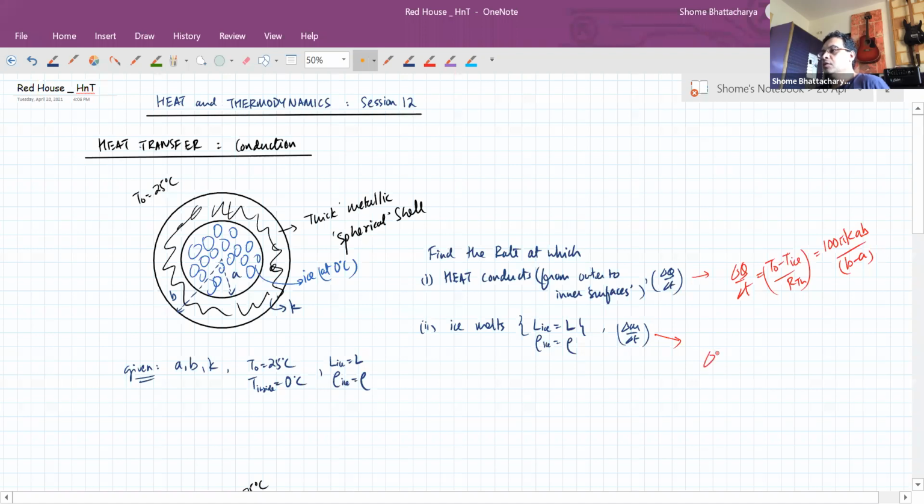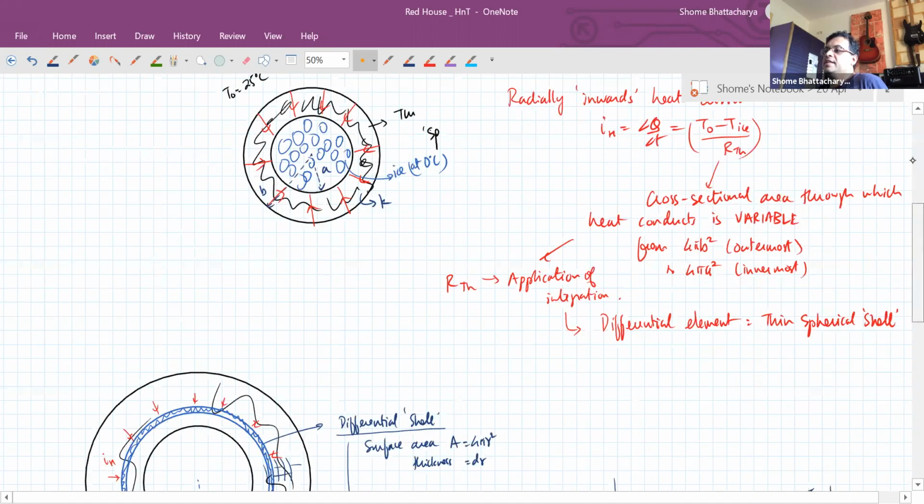So for the second part, delta M is equal to Q divided by latent heat of ice, because of this formula. So that's it. It's very easy. Just substitute this. Okay, so that density was actually extra information.